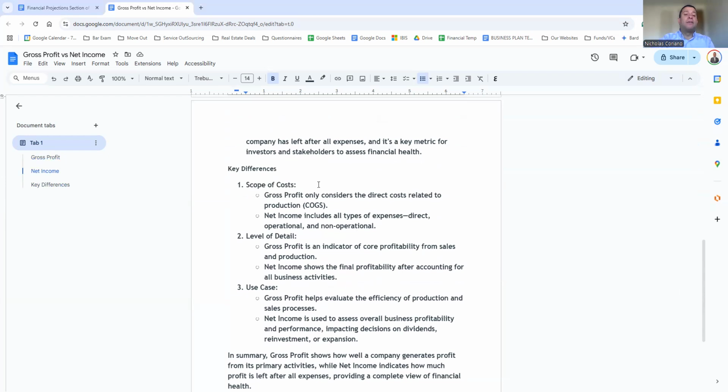And here are some of the key differences. The scope of costs. Gross profit only considers the direct costs related to the cost of goods sold. Net income includes all types of expenses, direct, operational, and non-operational.